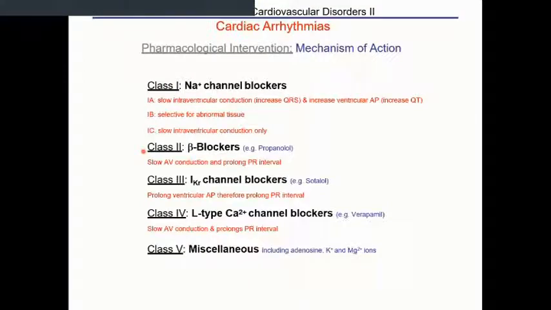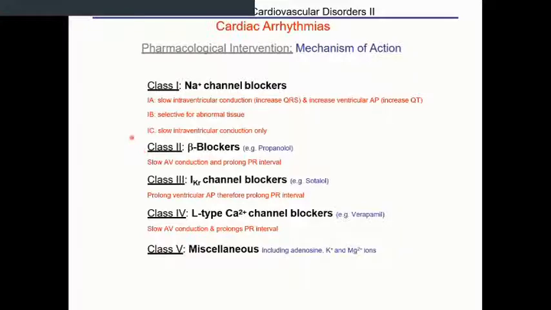So let's now go to how you manage your arrhythmias. So there are certain classes of drugs that are used. For class 1, you have your sodium channel blockers. In class 1A, you usually have slow intraventricular conduction, which increases your QRS and increases ventricular AP waves. You have increased QT. Class 1B, you have selective action for abnormal tissue. And in class 1C, you have slow intraventricular conduction only.